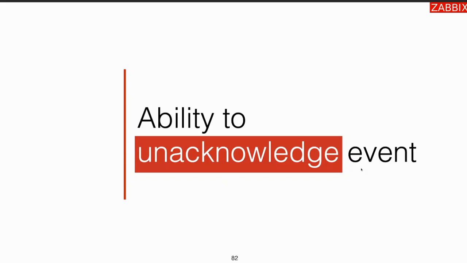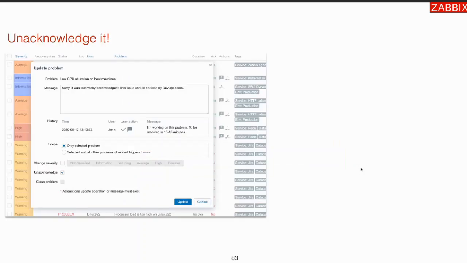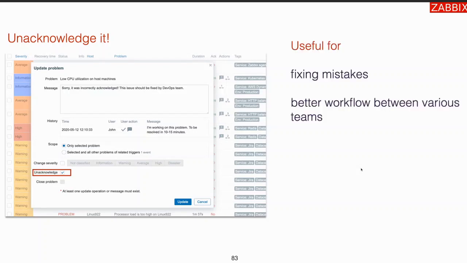Zabbix 5.0 comes with the ability to unacknowledge events. It's not about acknowledgement. Acknowledgement has been supported for quite some time, but now there is the ability to unacknowledge events. So this is our new acknowledge pop-up screen. If a problem was acknowledged, then basically we may unacknowledge it. And there are two use cases, I think. It's about fixing mistakes. If someone acknowledged the problem by mistake, there was no way to unacknowledge it before, now it's possible. And also it may help us to create a better workflow between the various teams which are dealing with the problems which are generated by Zabbix.